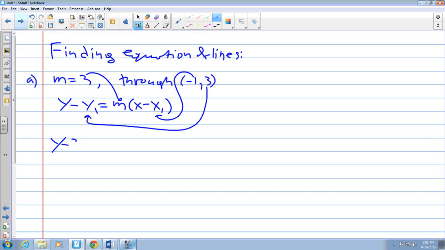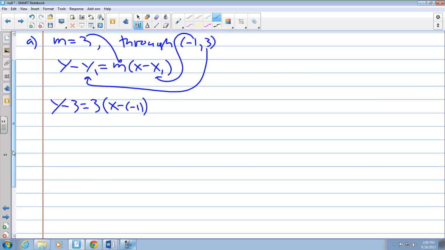So it is y minus 3 equals 3 times x minus negative 1. Is that okay? So you're taking everything that's given and you plug it into the point slope form, and then this can be simplified because we usually like our answers in the mx plus b form because that's the most friendly one. Now that's a lot of 3's. And then add 3 to both sides.